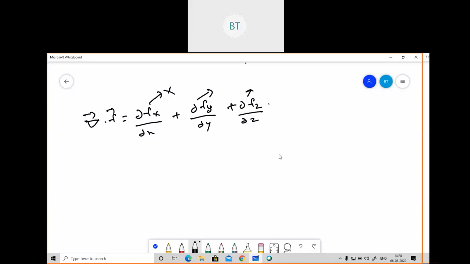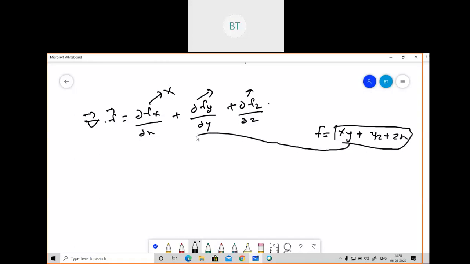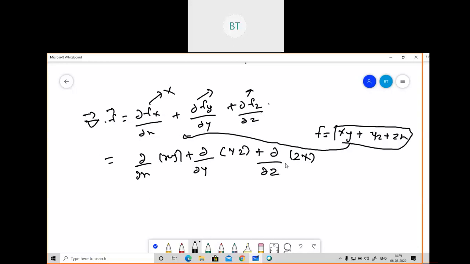Now I have to just substitute the values. This was our problem: xy, yz, zx. So after substituting, what will I get? I will get del by del x of, in place of fx, xy. After that, del by del y of, in place of fy, yz, which is given in the question. Next term: del by del z of, in place of fz, zx.